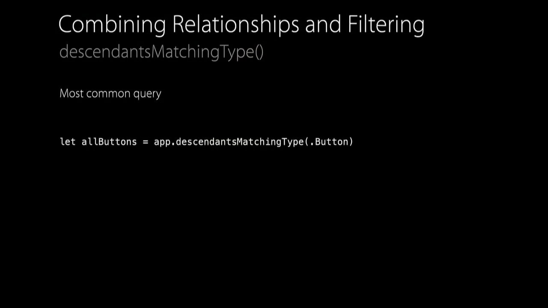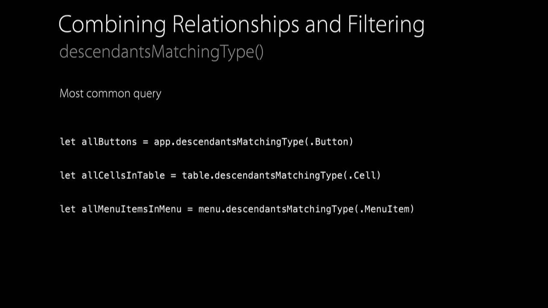It finds the descendants that match a certain type. And this turns out to be the most common query you'll use. So some examples of this are I can find all the buttons in an application by calling app descendants matching type button. Similarly, I can find all the cells in a table by telling the table to give me descendants matching type cell, or another example with menu items.